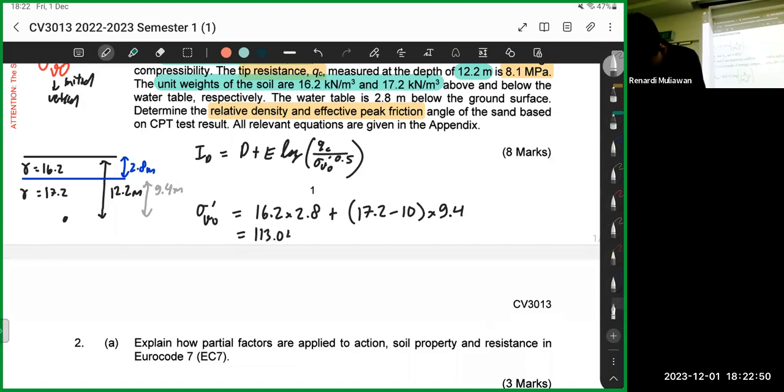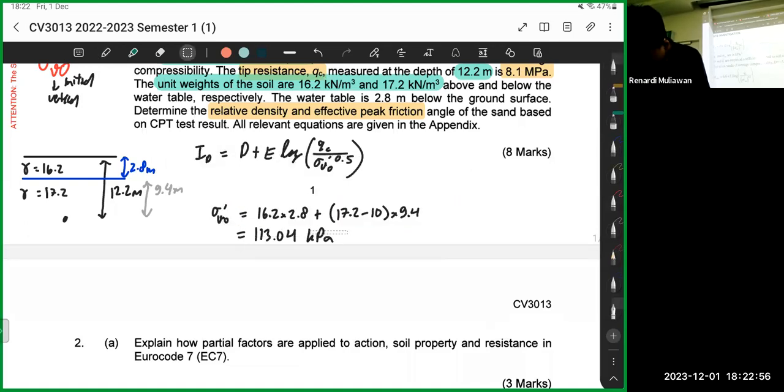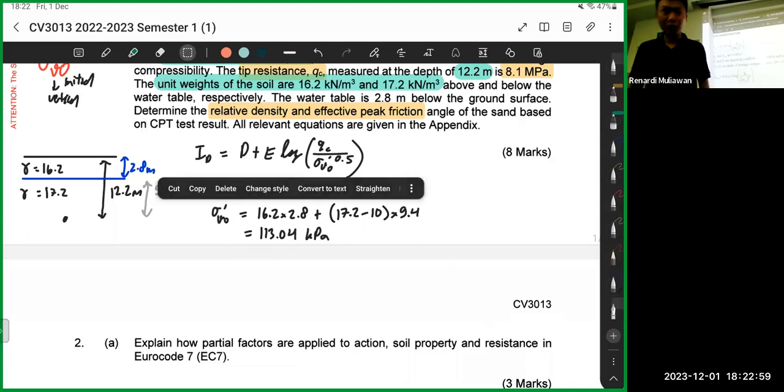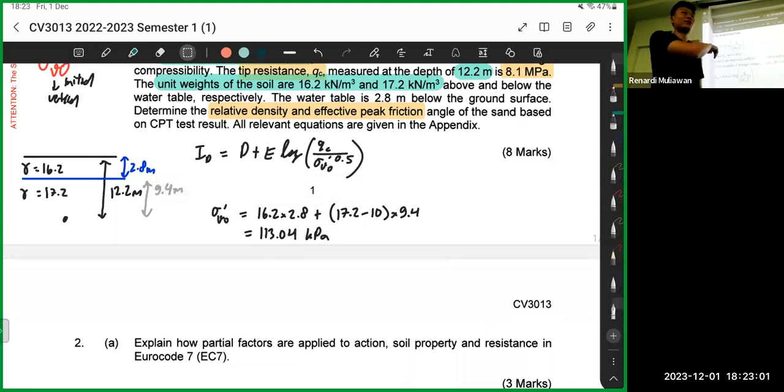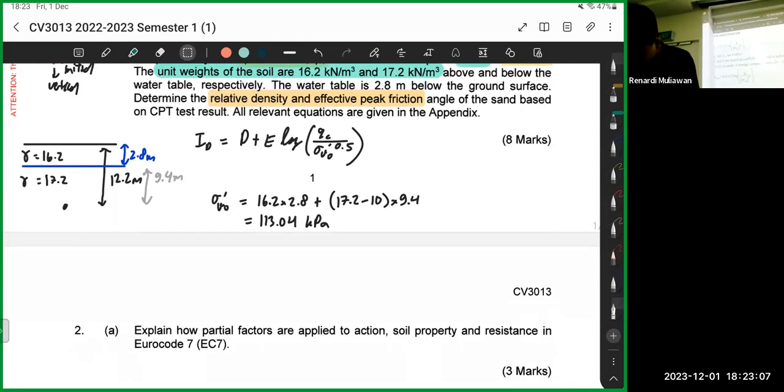113.04. This one in kilopascals, right? Yeah. So now that we have this, it's just plugging in the formula. So legit, you need to be aware what the symbols mean. It's all about that, yeah. Okay.